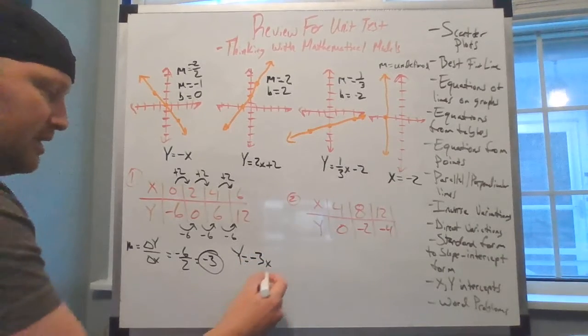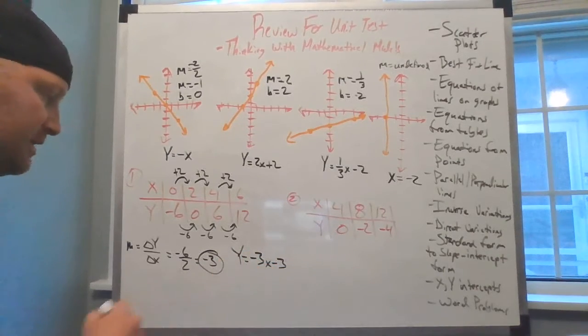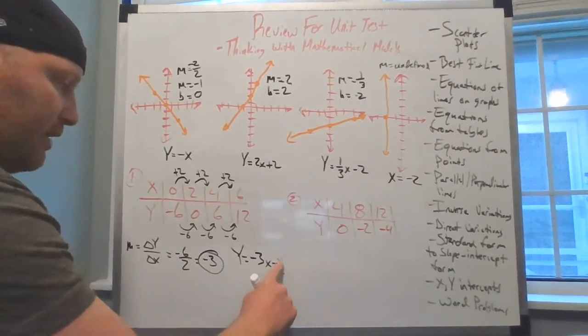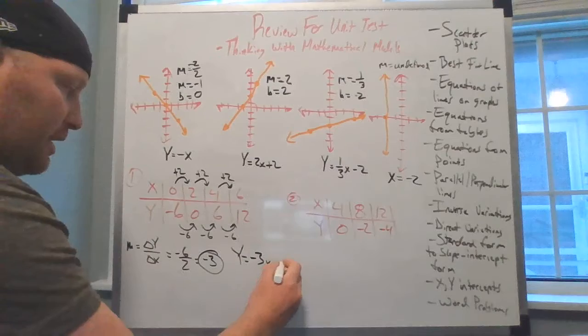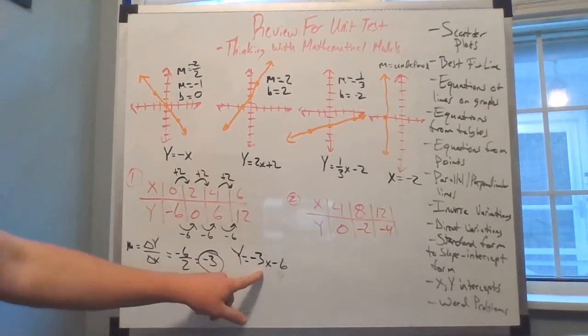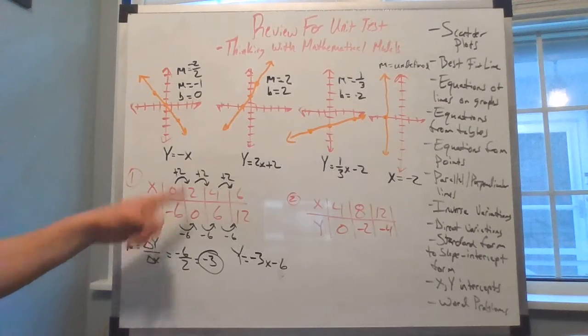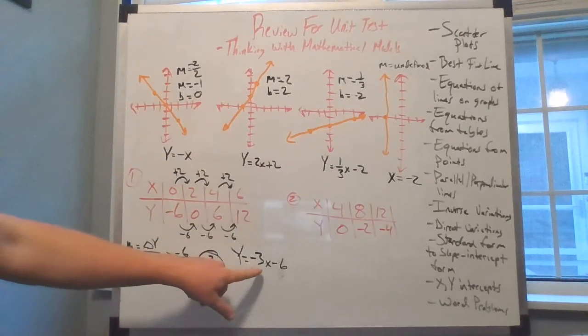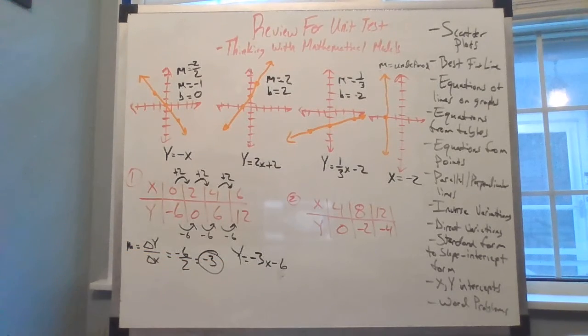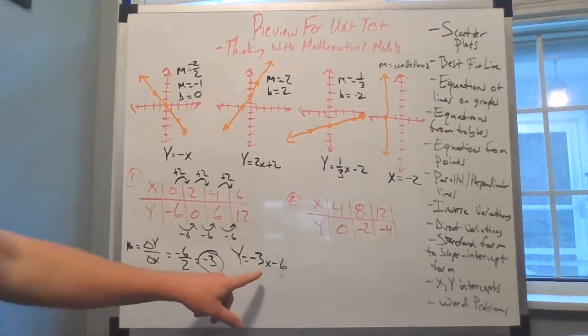Negative 3x minus, rare that I made that little blip, minus 6 is the y-intercept. So there you go. Negative 3x minus 6 explains this pattern, and then double check your work. Just replace x with 6. Negative 3 times 6 is negative 3 times x is negative 3.